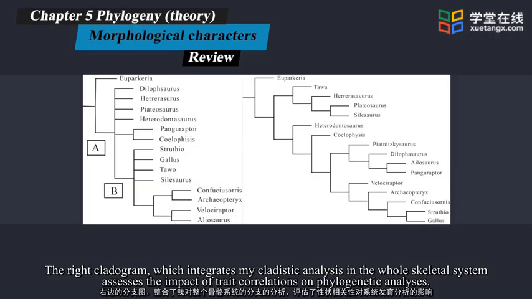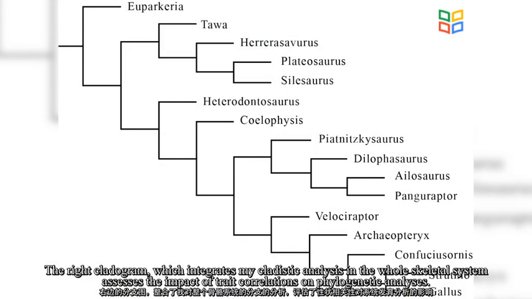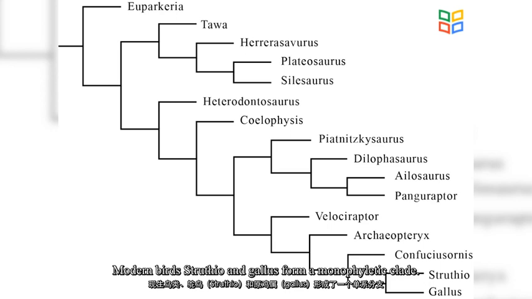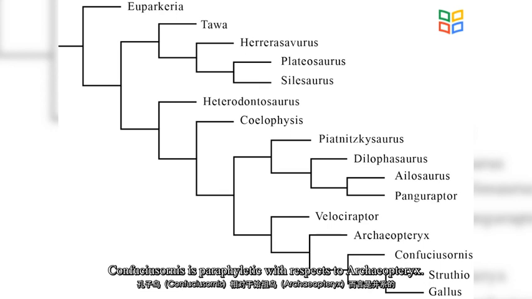The right cladogram, which integrates my cladistic analysis of the whole skeletal system, assesses the impact of trait correlations on phylogenetic analysis. This topology more closely resembles published works. Modern birds Struthio and Gallus form a monophyletic clade. Confuciusornis is paraphyletic with respect to Archaeopteryx.